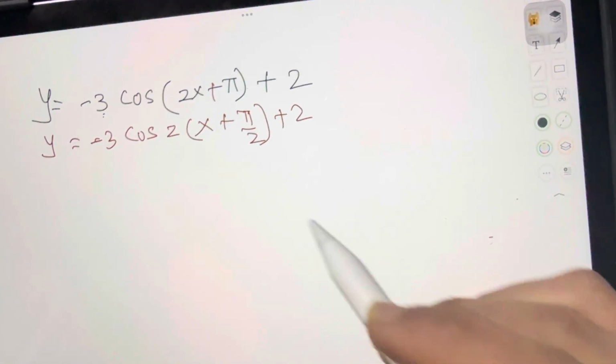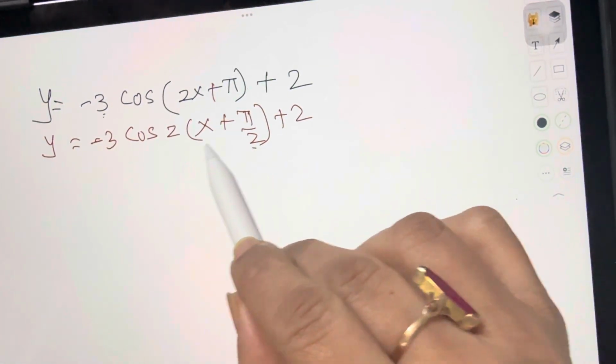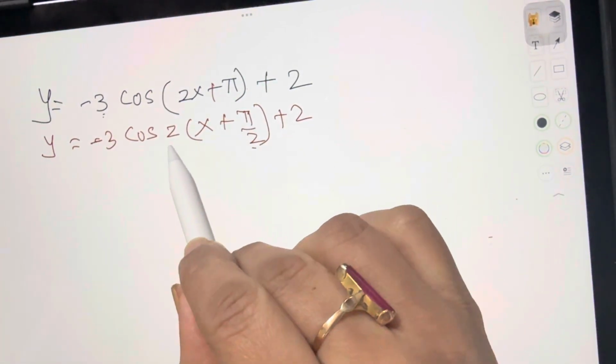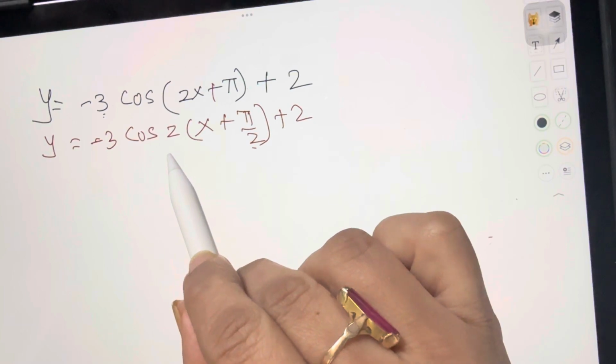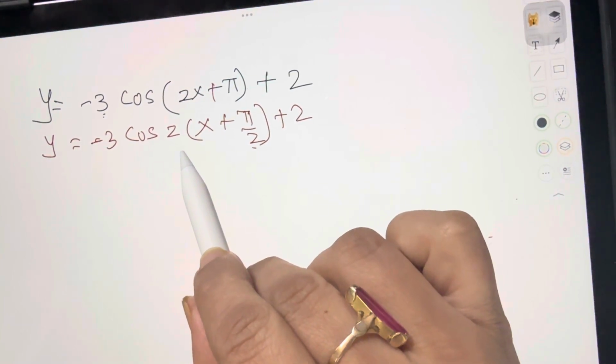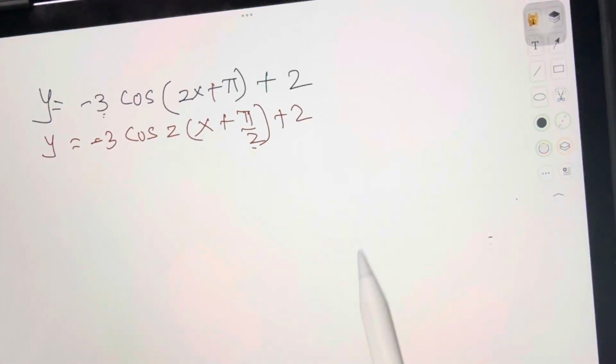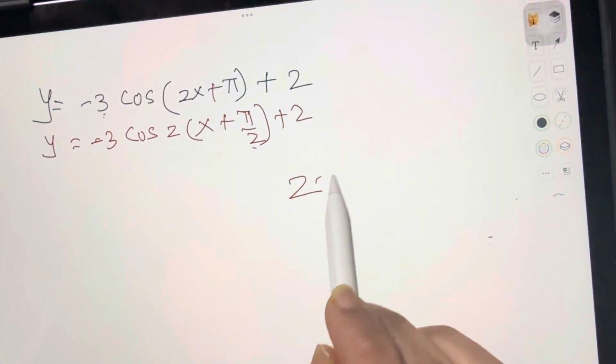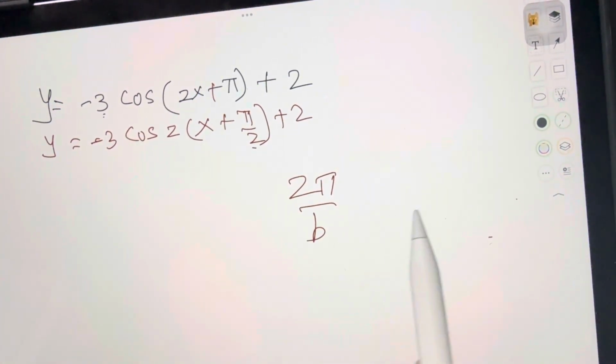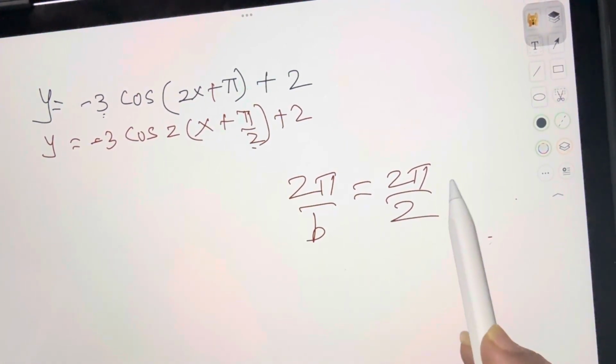Let's first find the period. You can see the actual period was 2 pi. Now it's a horizontal shrink by half, so the period will be pi. And your teacher will give you that formula, 2 pi by b. So it is 2 pi by, what is b? That is 2. So it is pi.